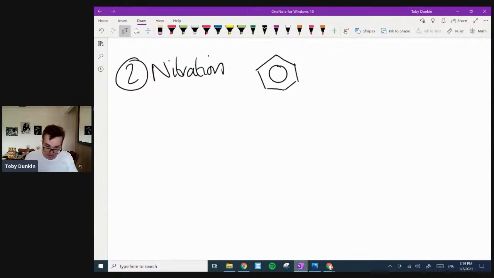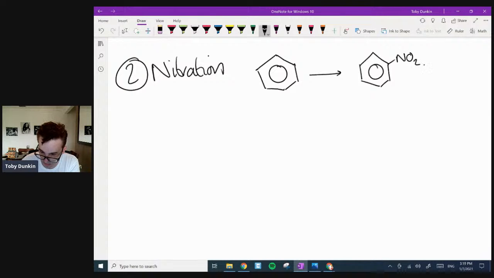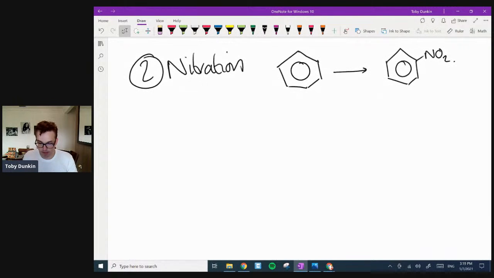Yes, amazing. So we want to go from benzene to nitrobenzene, NO2. The first thing is benzene won't just react with NO2 as a gas. It wouldn't do that. What's going to happen is we need an electrophile. And once again, this is going through electrophilic substitution.